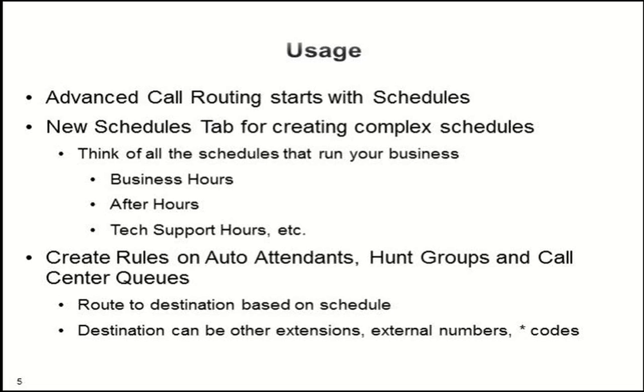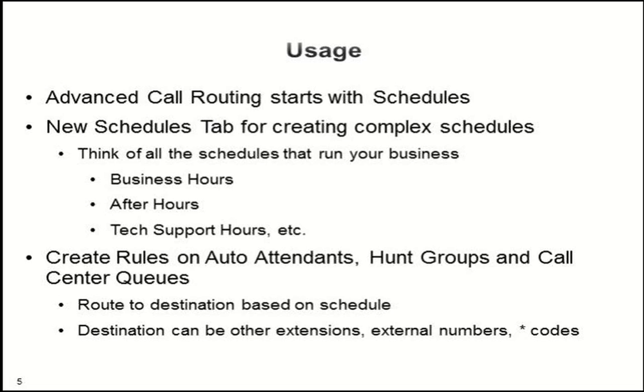Once you've got the schedules in place, then you go into your auto attendants, your hunt groups, and your call center queues, and at that point you'll make some decisions about what you want the calls that come to those particular services to do. By default, they're always going to route to that particular service, whether it's an auto attendant or whatever. The only time you want to create a rule is if you've got an exception, where you want the call to route somewhere else. The routes are set up based on a schedule, so they're automated. Once you put that in place, it's going to do that same thing based on that schedule.